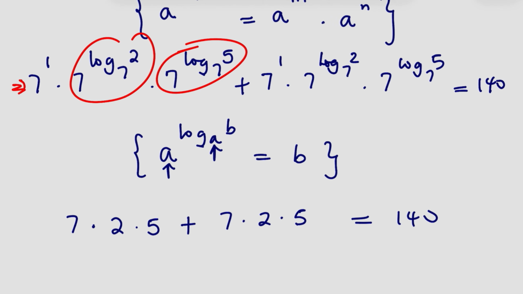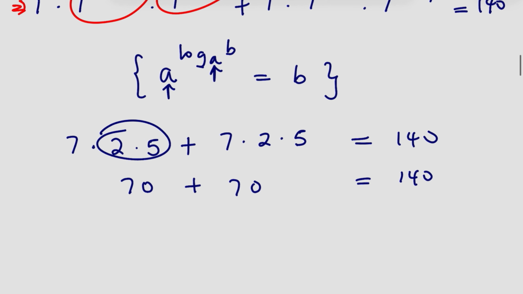7 times 2 is 14. 14 times 5 is 70. Or we can say 2 times 5 is 10. 10 times 7 is 70. Then plus the same thing. So we have 140. And of course, 70 plus 70 is 140, meaning that our solution is perfectly correct.